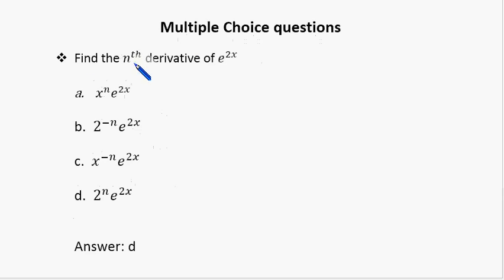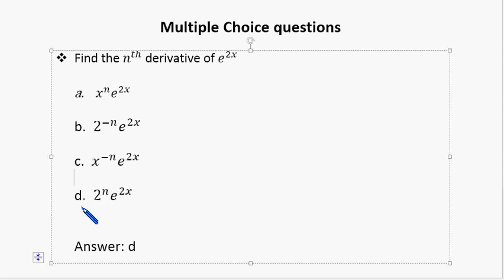Next one, find the nth order derivative of e to the power of 2x. Option A, x to the power of n into e to the power of 2x. Option B, 2 to the power of n minus 1 into e power 2x. Option C, x to the power of n minus 1 into e power 2x. Option D is 2 to the power of n into e power 2x. The answer is D.